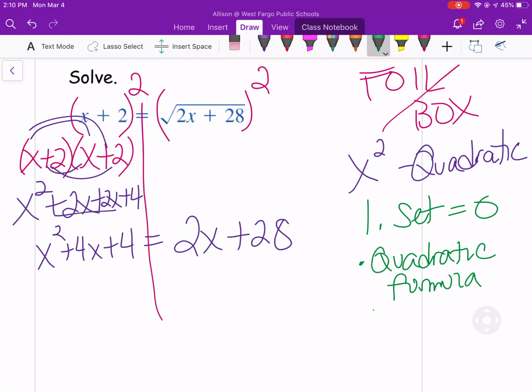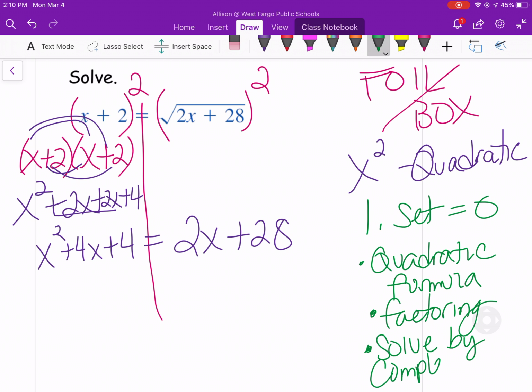We have solved by factoring. Or another one that I taught you that's convenient is solve by completing the square. So those are your choices. So first, let's get it equal to 0. So I'm going to move the 2x to the left, and that's going to go with the 4x.